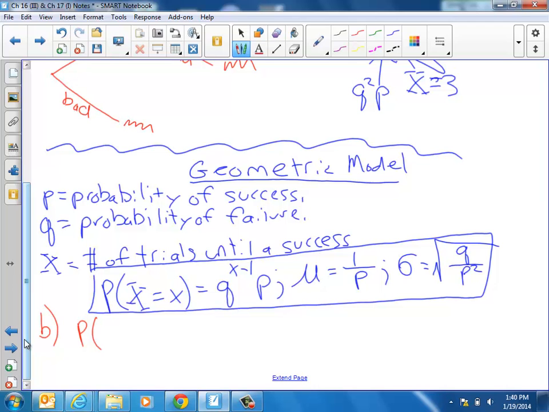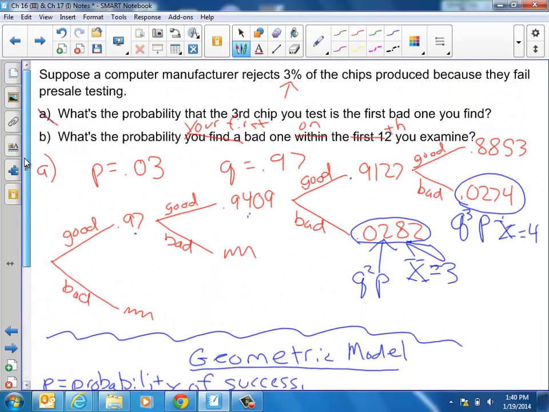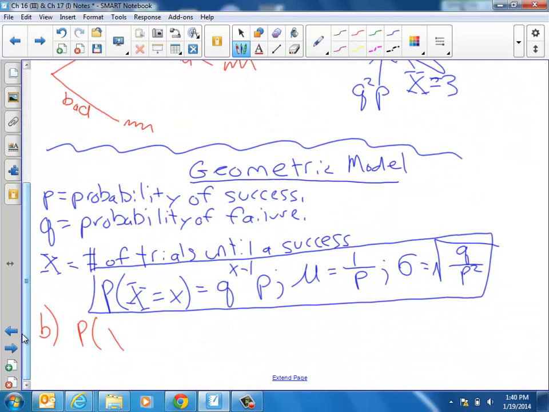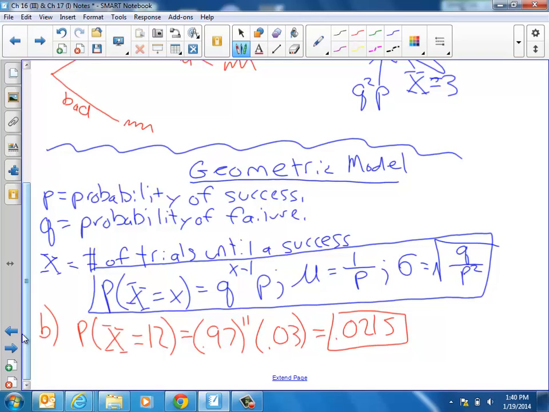We know that we follow a geometric model here because we have Bernoulli trials. You either find a bad chip or you find a good chip. Probability that x, the number of chips you draw from the assembly line until you find a bad one, is equal to 12 is equal to 0.97 to the 11th power. We find 11 good chips, and then we find the bad one with a 3% probability there at the end. That's equal to 0.0215. And there you go. That saved a ton of work in red, knowing this geometric model that we have boxed in blue.